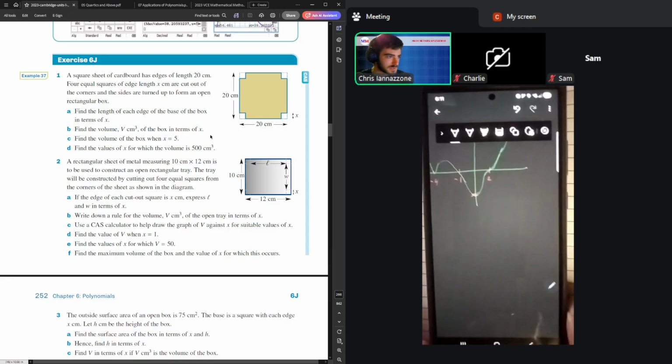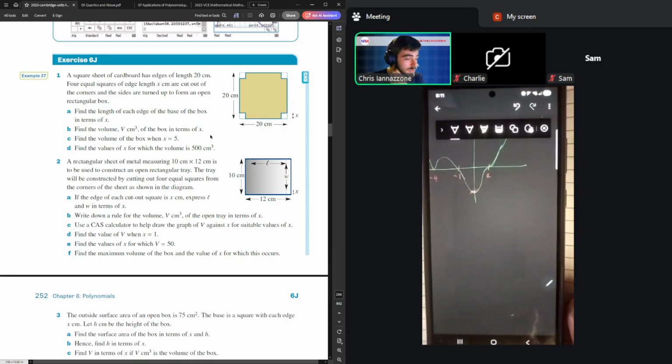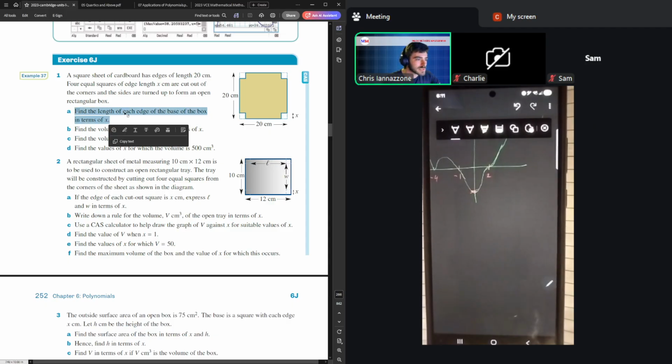Cool. Okay, so just going to go through question 1, essentially. You can imagine we've got a very similar thing going on. It is a square that has some edges cut out and folded up into a box. 1a says, find the length of each edge in terms of x.